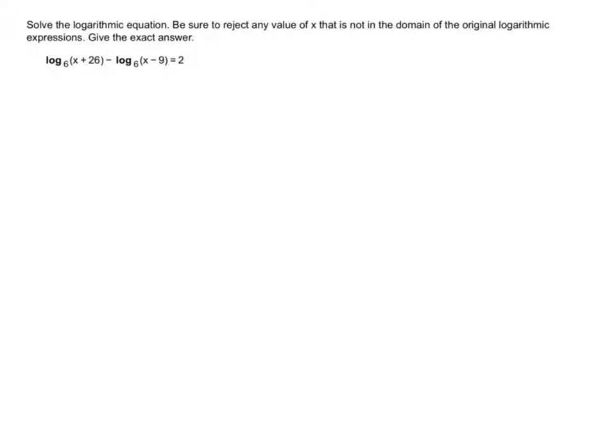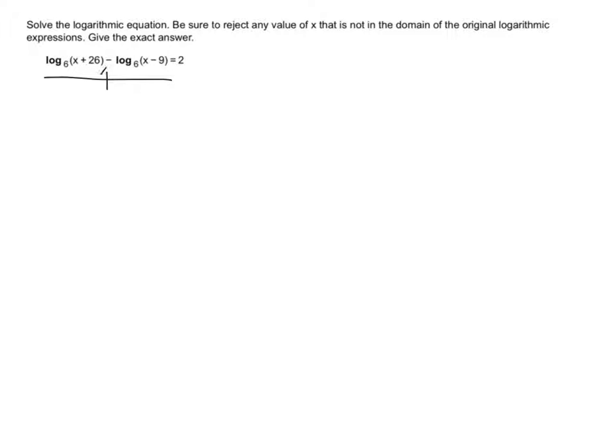Solve the logarithmic equation. Be sure to reject any value of x that is not in the domain of the original logarithmic expression. Give the exact answer. Here I have log base 6 of x plus 26 minus log base 6 of x minus 9 equals 2. If you'll notice on the left side, I have two log expressions and they have the same base. When that happens, I can combine those into one logarithmic expression.